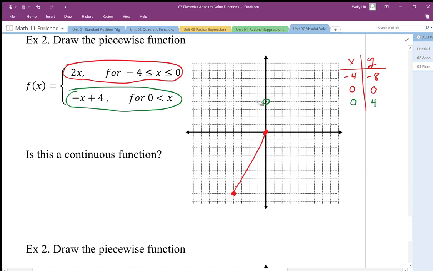Okay? If we have overlapping parts, then it does not pass our function test. And I'm just going to draw out a couple coordinates here. So at x = 4, y is going to be 0. And so this is a linear function with slope -1. It's going to look like that.